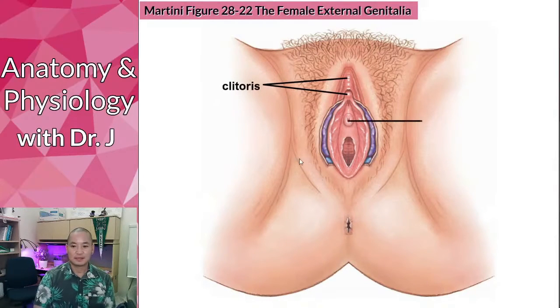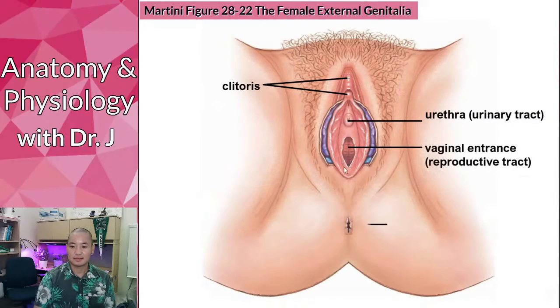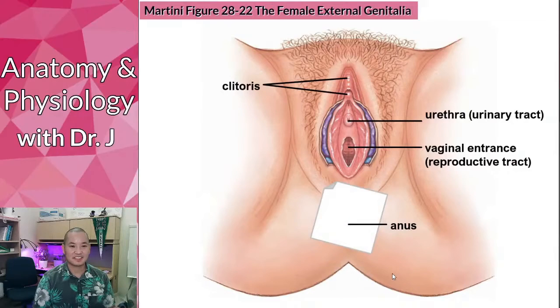And then we have the urethra, and then we have the vaginal entrance over here. But then we have the anus. So say you're done defecating and doing number 2. So what if you wipe back to front? Well, what do you have in your GI tract? You have all those bacteria, right? And remember my saying that good bacteria are only good if they stay where they're supposed to be, right?